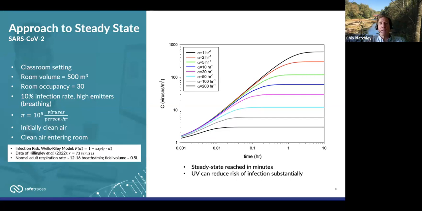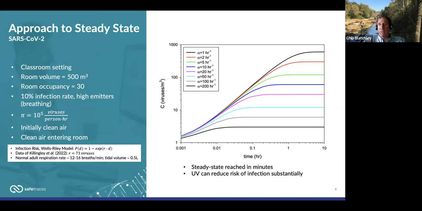I assumed also that the air in the room was initially clean, meaning there were no viruses present before the infected people entered, and that the air entering the room itself is also clean. So in the graph on the right, there's an illustration of dynamic behavior. The vertical axis represents the concentration of infective viruses on a log scale. The horizontal axis illustrates time. And there's several things that emerge from this.